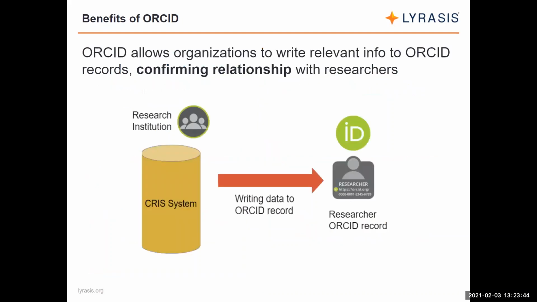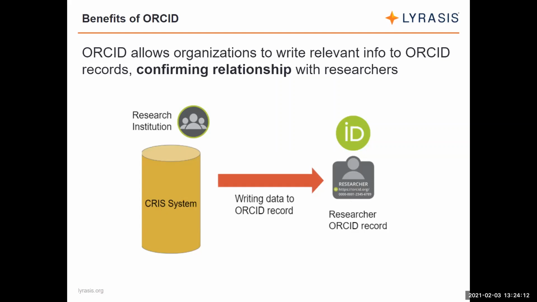So in addition to reading data from ORCID, ORCID organizations can write data to researchers' ORCID records so that the relationship between your organization and the researcher is clear, authoritative, and available to other organizations in the research ecosystem when they then go to pull that information from that researcher's ORCID record, for example. And this approach, as we saw earlier, is also being used by multiple stakeholders.